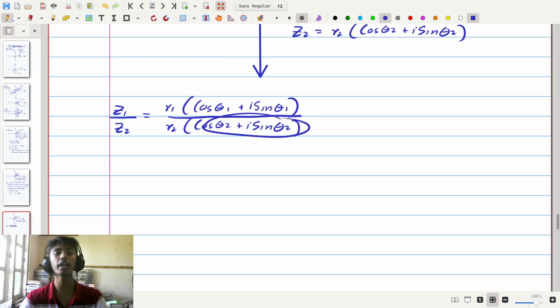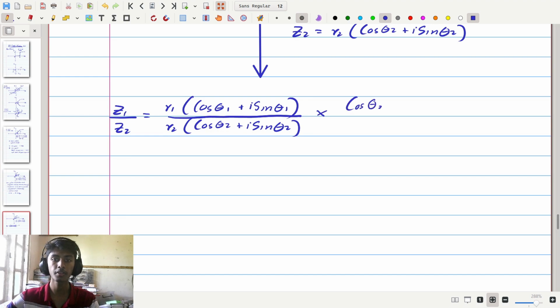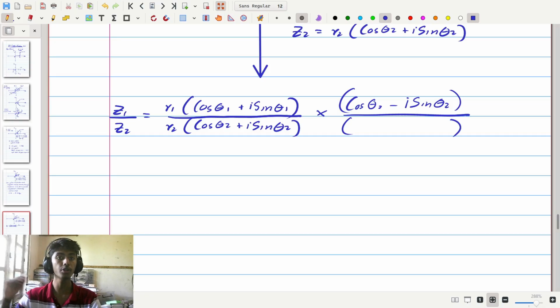Now I want to get rid of the complex number in the denominator. To do so, as we know, all you have to do is multiply this number by its conjugate, which means instead of having cosine theta 2 plus i sine theta 2, I'm going to multiply the top and bottom by cosine theta 2 minus i sine theta 2. If I multiply the top and bottom by this number, then the denominator is going to have no complex numbers. It's going to have only real numbers.